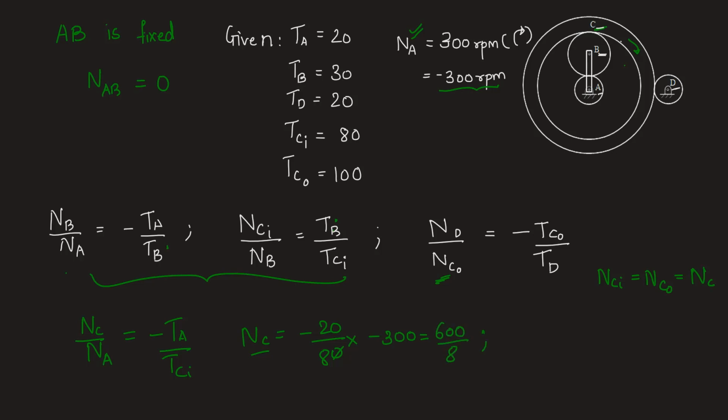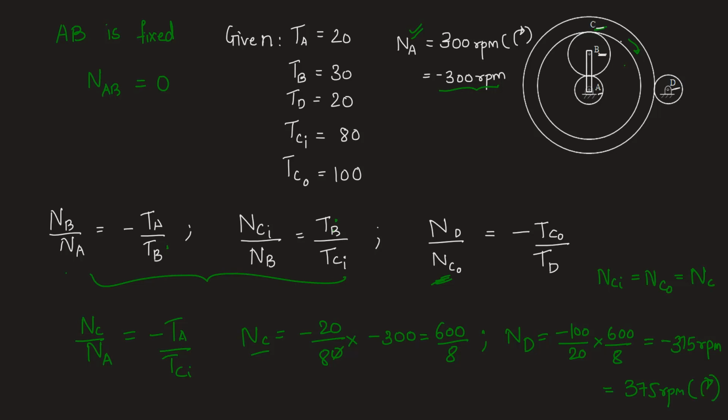Then we put NC here in order to get ND. ND will be equal to minus TCO, which is 100, upon TD, which is 20, into NCO, which was in the denominator, so we take it to the other side, into 600 by 8. This gives us the answer as minus 375 RPM. We are getting a negative value, that means the direction will be clockwise, which is equal to 375 RPM clockwise.